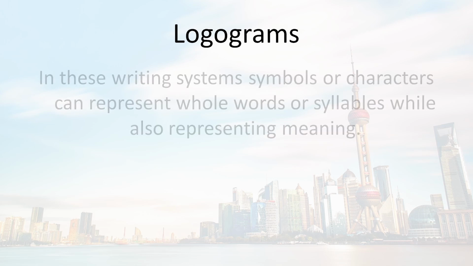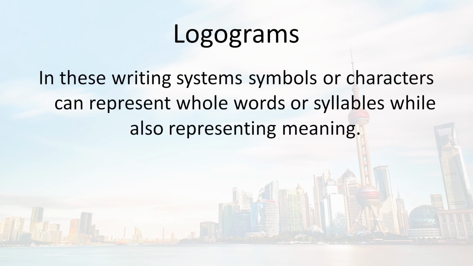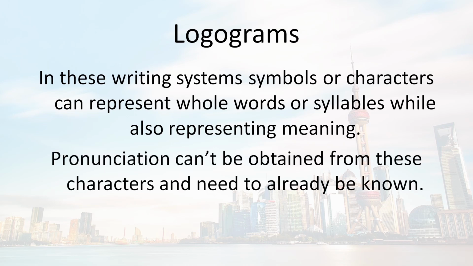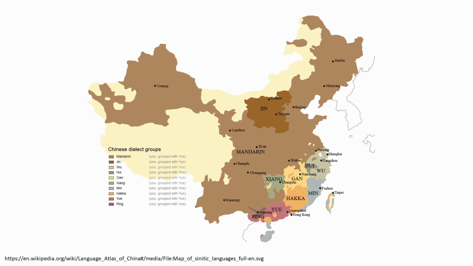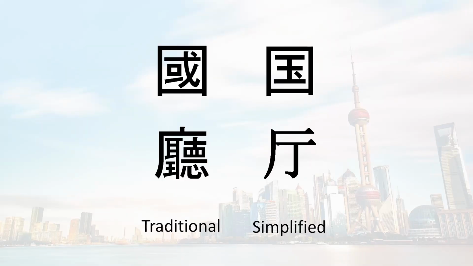Logograms. In these writing systems, symbols or characters can represent whole words or syllables while also representing meaning. Pronunciation can't be obtained from these characters and needs to already be known. The two examples are the Chinese languages and Japanese kanji. Chinese, of course, is used in China across many languages and dialects. They are written in either traditional form or simplified form. These are generally the same, just with either more or less strokes. Traditional characters are only used mainly in Hong Kong, Taiwan, and Macau.